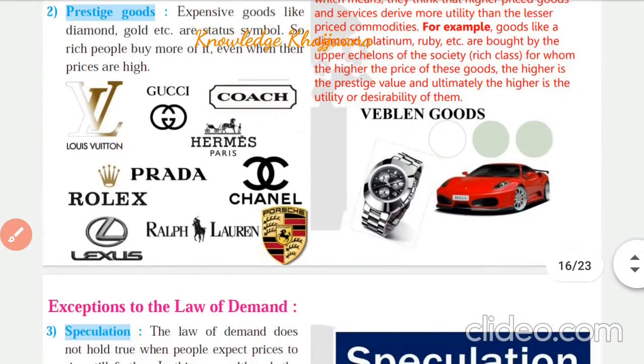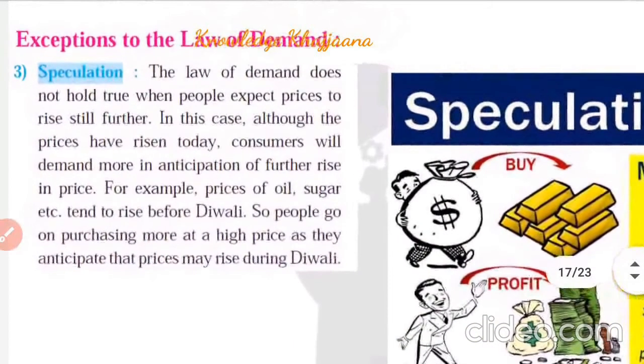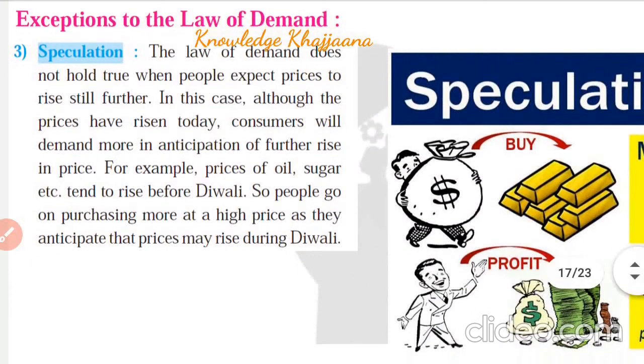The next factor, which is considered an exception to the law of demand, is speculation. What is meant by speculation? The law of demand does not hold true when people expect prices to rise still further. In this case, although the prices have risen today, consumers will demand more in anticipation of a further rise in price.